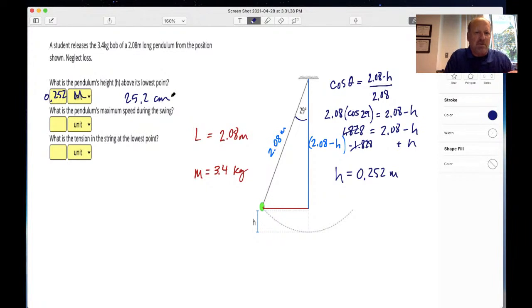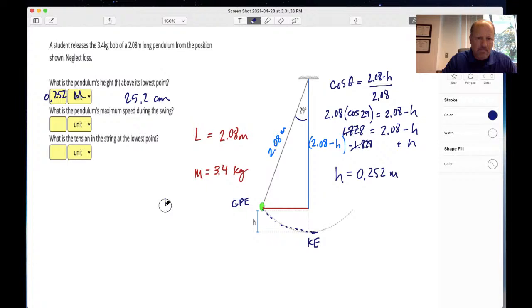So then what is the pendulum's maximum speed during the swing? Well, the maximum speed is going to happen down here, where H is 0. Because here you have gravitational potential energy, and down here you have no gravitational potential energy, but you have all kinetic energy. So the kinetic energy at this point is equal to the gravitational potential energy at this point.